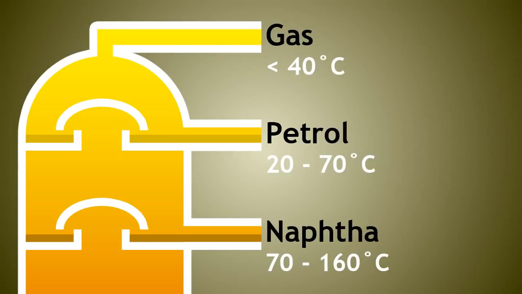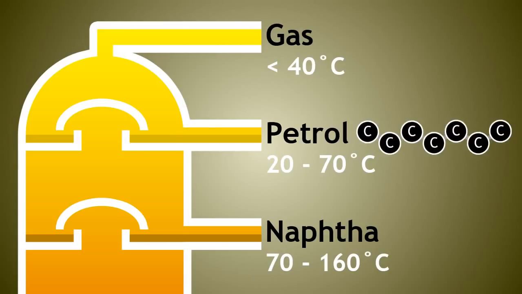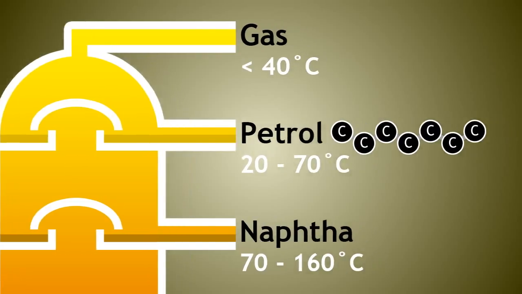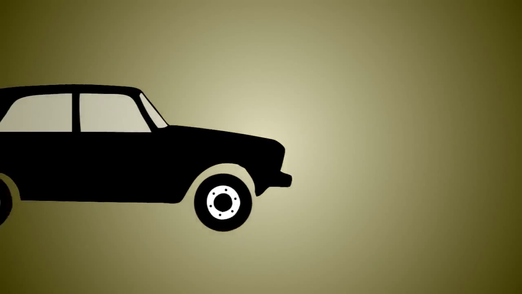Petrol is between 5 to 7 carbons in length. It is still a fraction of small chain hydrocarbons, and therefore these vaporize at a low temperature and are easily ignited. This makes it useful as a fuel in the internal combustion engine of a car or other vehicles.